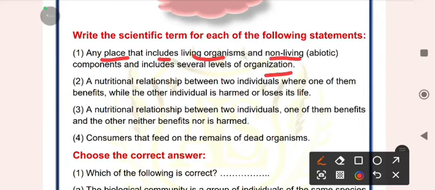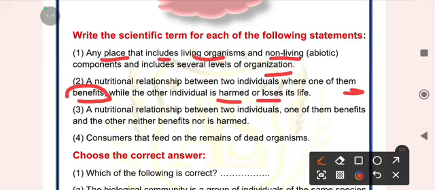Number two, a relationship between two individuals where one of them benefits while the other is harmed or loses its life. One benefits, one is harmed. So this is predation.